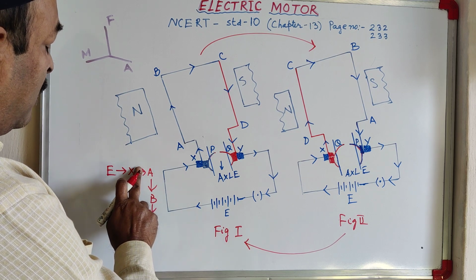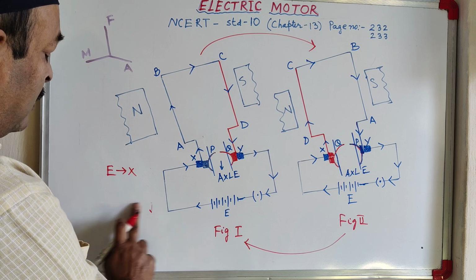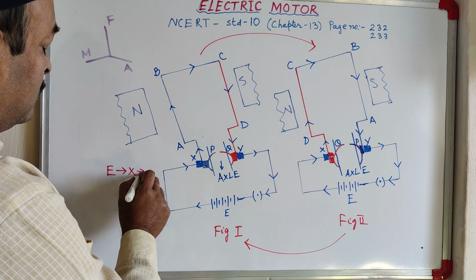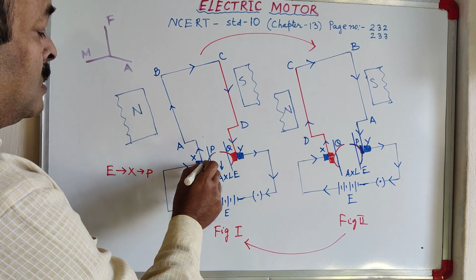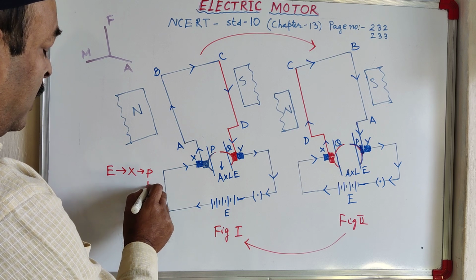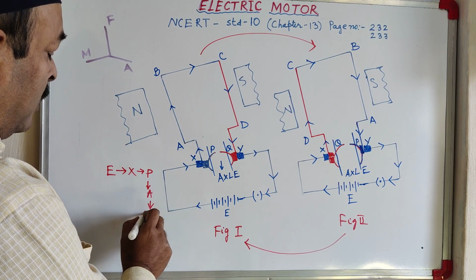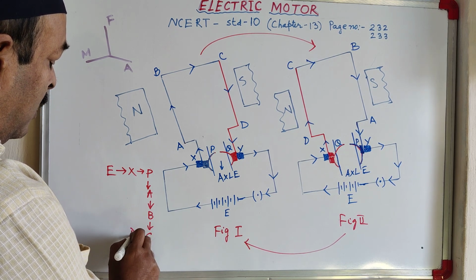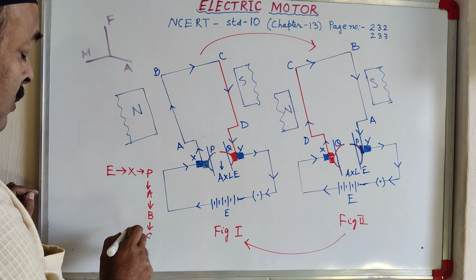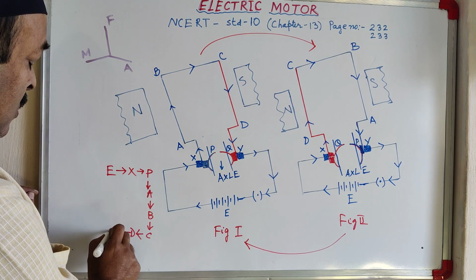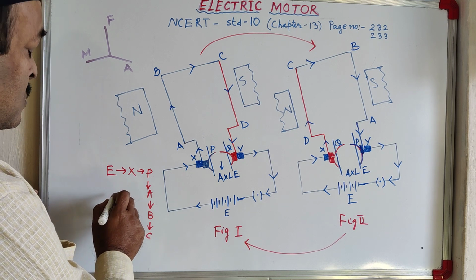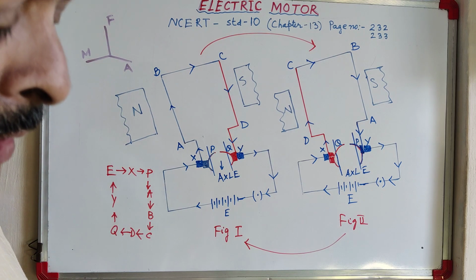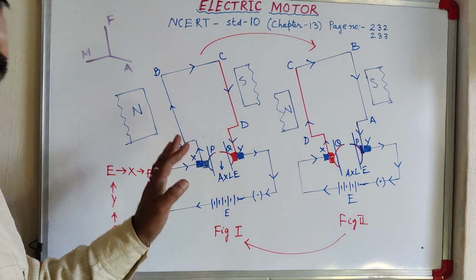Now let me correct it: from X it is going to P. From P it is going to A. From A going to B. From B going to C. From C going to D. And from D going to Q. From Q going to Y, and from Y again coming back to E. This is figure 1.